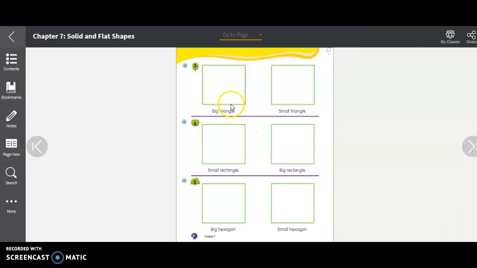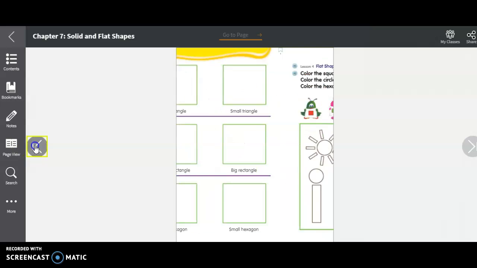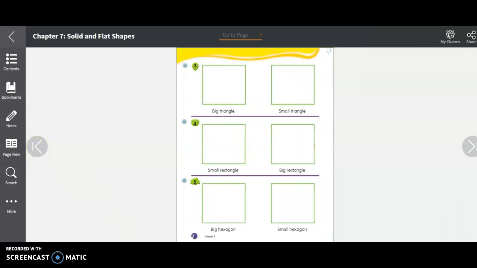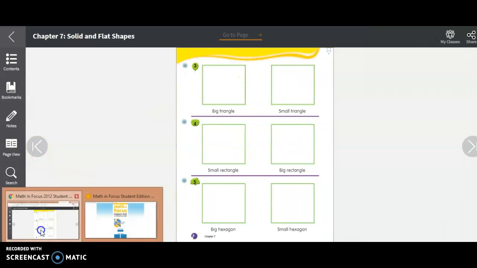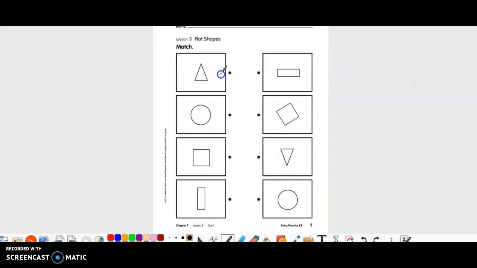So you get to do a triangle, rectangle, and a hexagon, and then that is for tomorrow. So you have these workbook pages, and then you have the extra practice pages where you get to match the shapes. And this is where we practice to where even if they were turned, they're still the same shape.